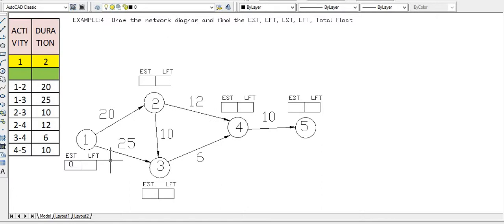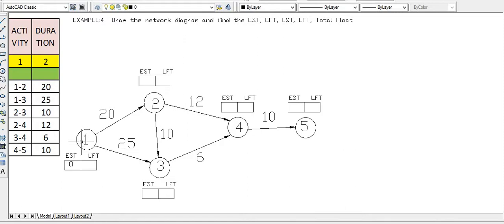First thing, while calculating the earliest start time, one thing to be kept in mind is that it is to be calculated in forward direction. Okay? Earliest start time is to be calculated in the forward direction, and we have to see the first node in order to calculate the earliest start time. Okay? So we are calculating earliest start time.